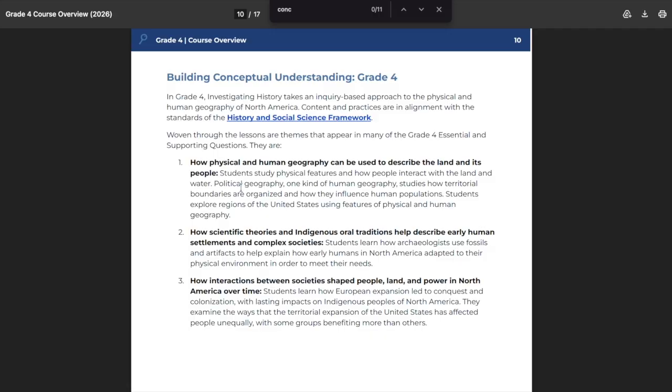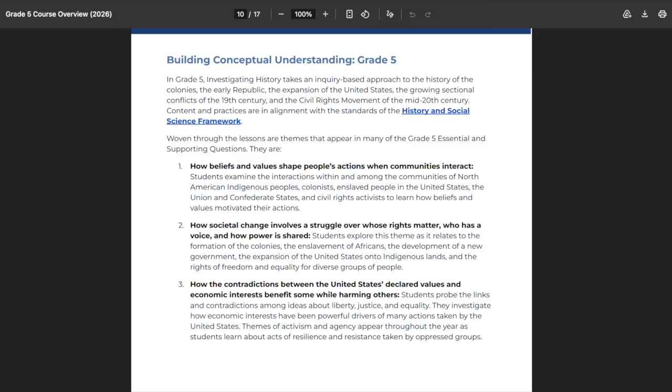How physical and human geography can be used to describe the land and its people, this is grade 4. How scientific theories and indigenous oral traditions help describe early human settlements and complex societies, and how interactions between societies shape people, land, and power in North America over time. So again, it lists all of the different specific pieces of history and groups of people that this entails in the curriculum. But again, the key is that we're actually able to study different instances of this and connect to the overall concept.